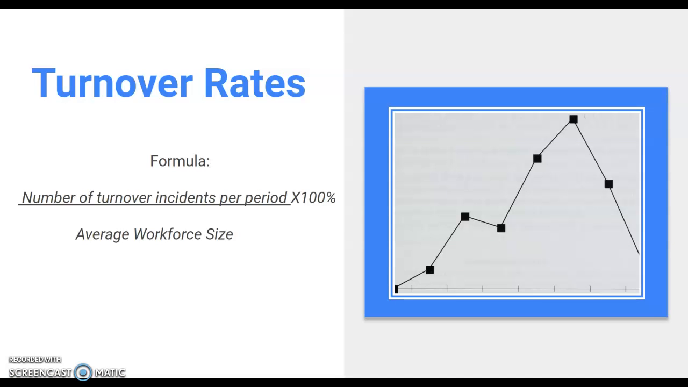Next, turnover rates. For our company, it is important for us to understand our average turnover rate. By using the formula: number of turnover incidents per period divided by the average workforce size, times 100, BMO Company will be able to use this data over the years to compare our turnover rates. By acknowledging our turnover rate, we can use HR analytics to develop logical data for our company to use to prepare and address our turnover.